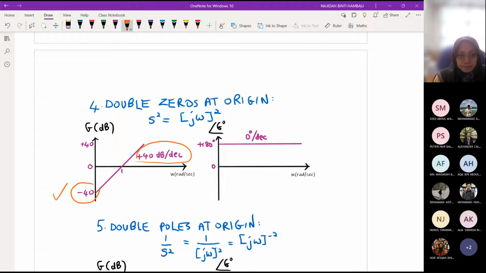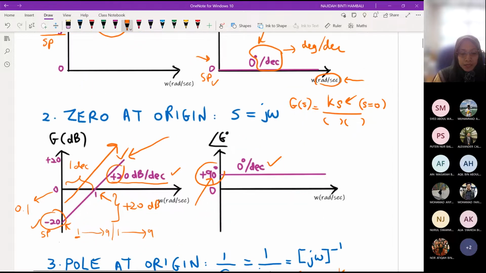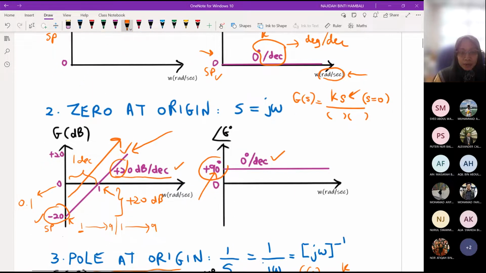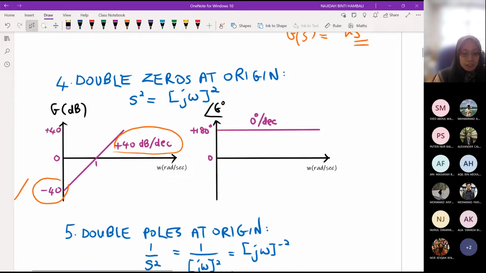Clear? Okay, now you have two zeros at origin. This one. Okay, while for the phase, you double from positive 90 degrees for zero at origin. For double zero at origin, the starting point is positive 180 degrees. The slope will be maintained at 0 degrees per decade.